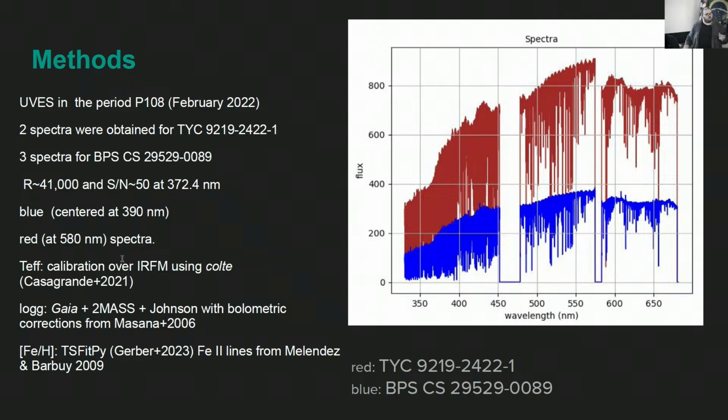2021. So this is one of the best methods to get effective temperatures for stars. To derive the surface gravity, we use Gaia parallaxes, 2MASS and Johnson bolometric corrections from Masana, 2006. And to get metallicity, we use Fe II lines with the TS-FitPy wrapper. It's a Turbospectrum wrapper using the Fe II lines from Meléndez and Barbuy, 2009. Here is a sample of the spectra of the two stars.